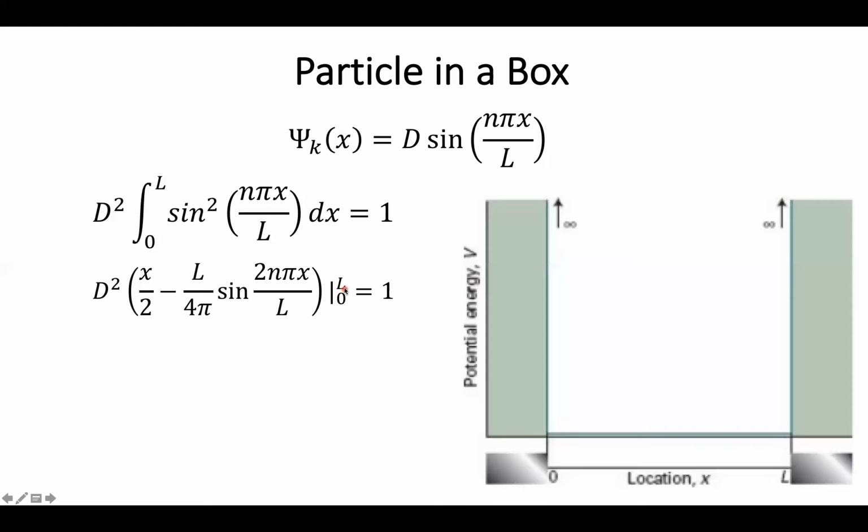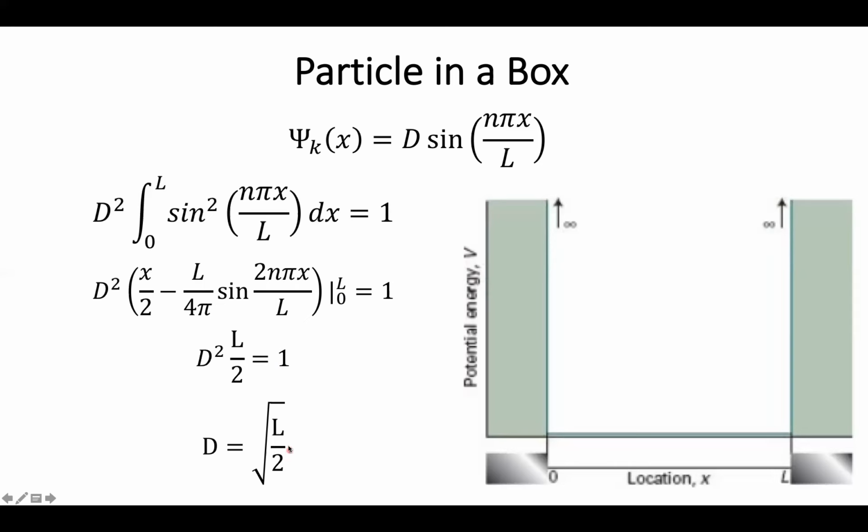That leaves us the easy part, which is just plugging in L. So we're left with L over 2, and then sine of 2 times some integer n pi. Well, that's just going to be 0 as well, no matter what that integer is. So this whole expression simply drops down to d squared times L over 2 is equal to 1. I can rearrange that and solve for d, and we're going to find that our normalization constant is always going to be the square root of 2 over L.